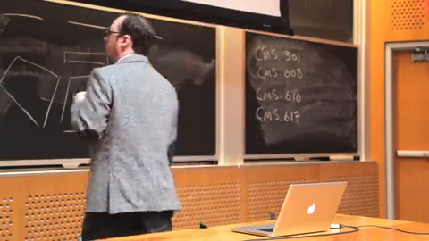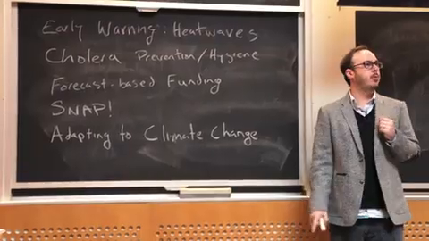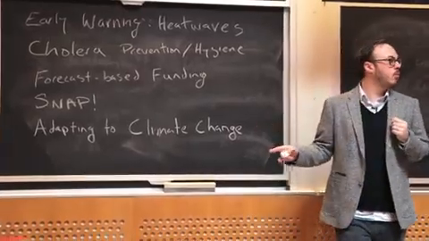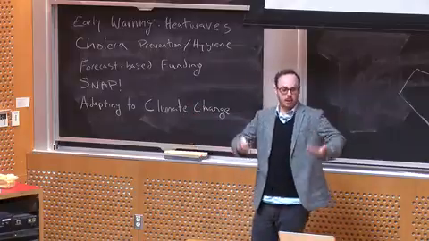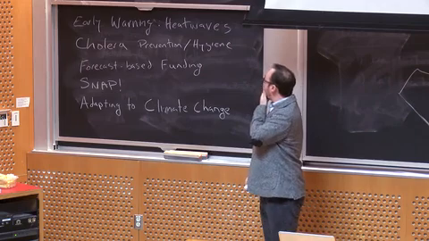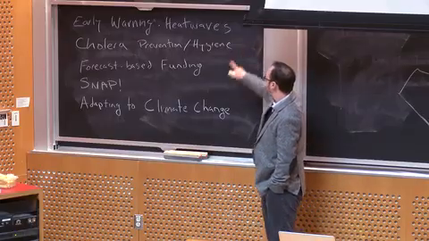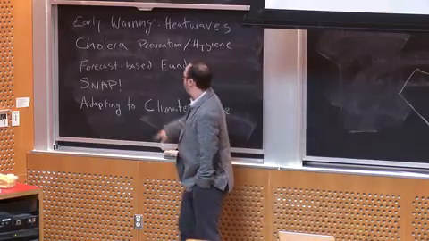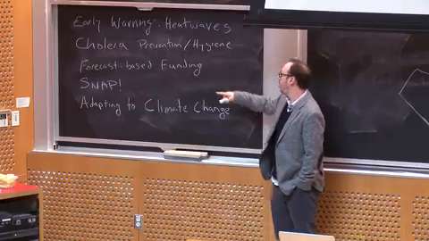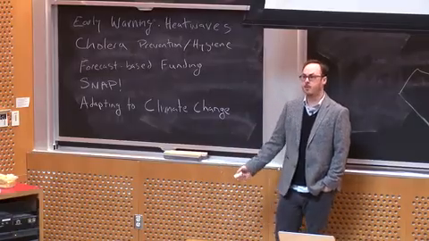For teams, it sounds to me like we had 5 topics that were interesting to folks. Was anybody still interested in the malaria topic? Okay, not malaria. What was it? Ebola. Yeah, so nobody was interested in that. All right, so I've got early warning leading to early action for heat waves, cholera prevention and hygiene, forecast-based funding, SNAP, and adapting to climate change. Even though we've got 5 topics, that does not mean we need to have 1 team per topic. We can have multiple teams doing the same topic, and that's okay.